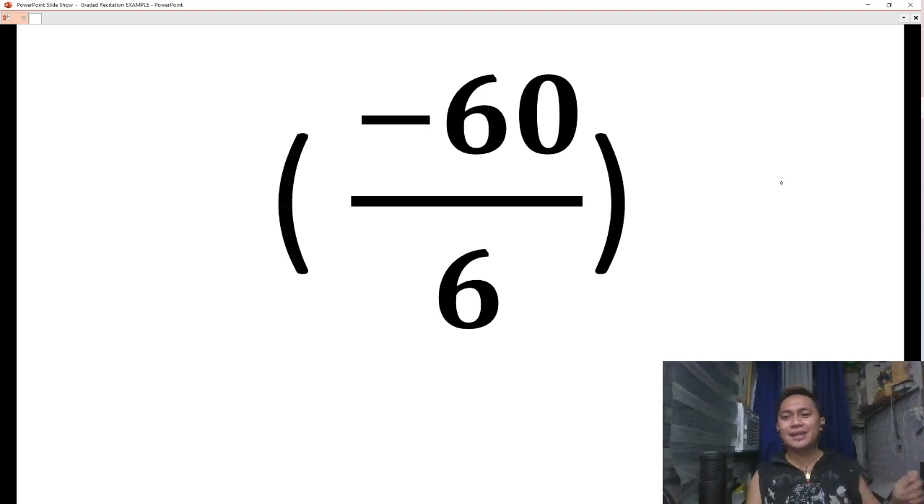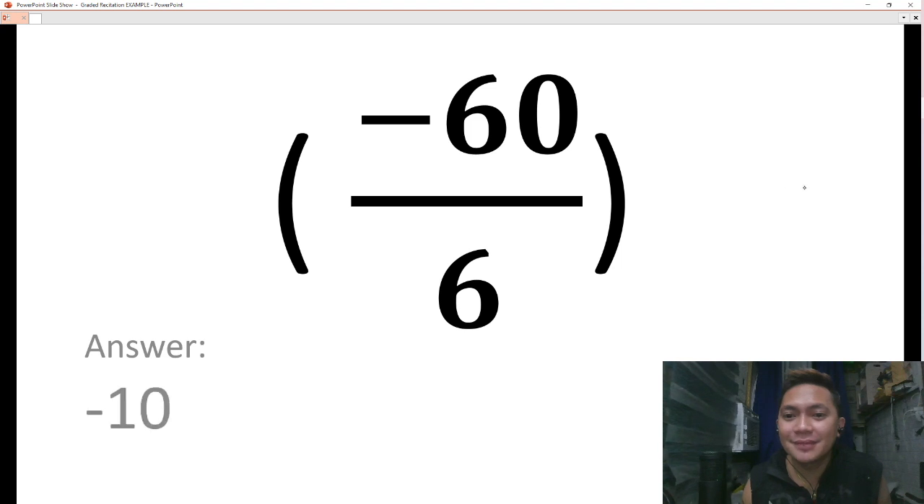Okay, and another last but not the least, they have different signs. Negative 60 divided by 6 is equal to how many? We have, okay, so first divide. 60 divided by 6, that is how much? Okay, 10. Then copy the negative sign because, okay, the rule: if we're going to divide negative by positive, the answer must be negative.